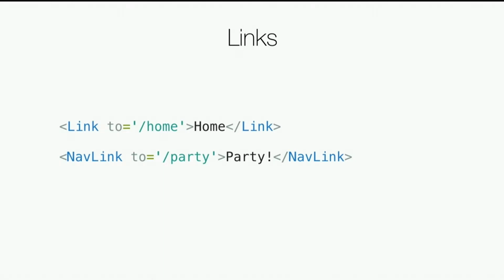Nav links are very, very similar. The big difference is nav links actually know when they are active. So for instance, if I were to click on the nav link, that would take me to the URL /party. And then also for the link that was rendered, it would automatically put on a class of active for me. That way I could do styling differently, I could do all sorts of different stuff with it. So link is just a basic link to a particular URL. Nav link also will automatically know when it is the active link. When the URL matches that link, it's going to put the active class on there.